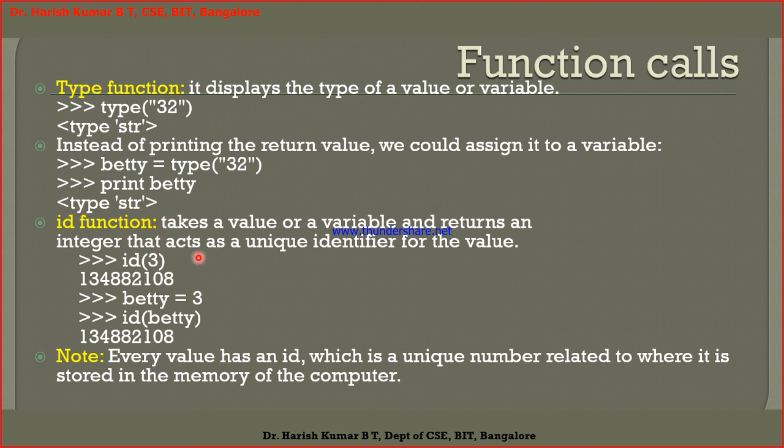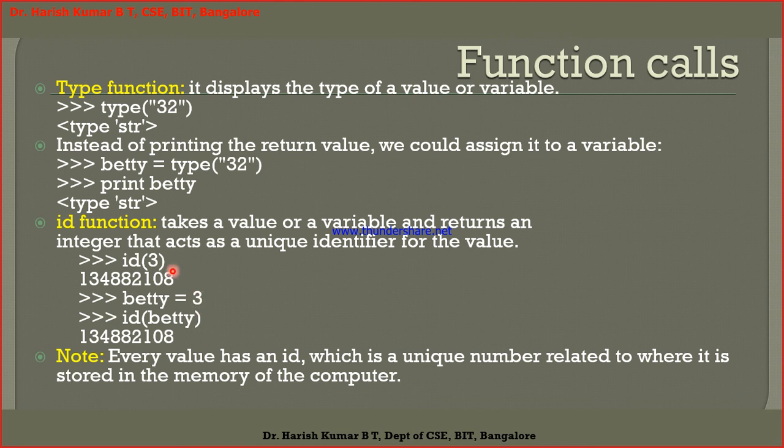Okay, now there is another function with the name id. If you pass anything to this function, it will return a unique id. I'm passing 3, so it is giving me this id. What this means is that this is the address where this particular value is stored. I'm doing one more: Betty is equal to 3, and id of Betty. Again it says this is the address where this particular value is stored.